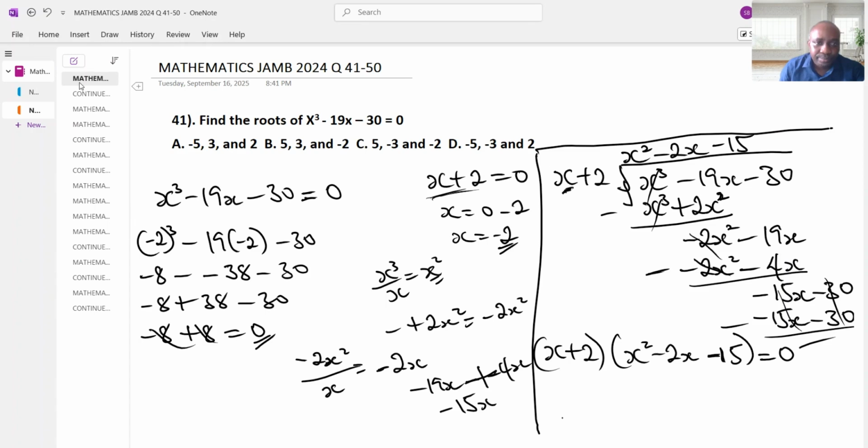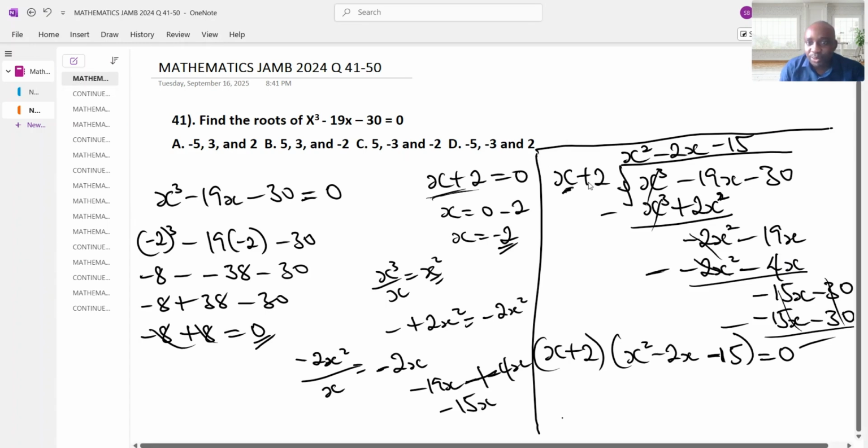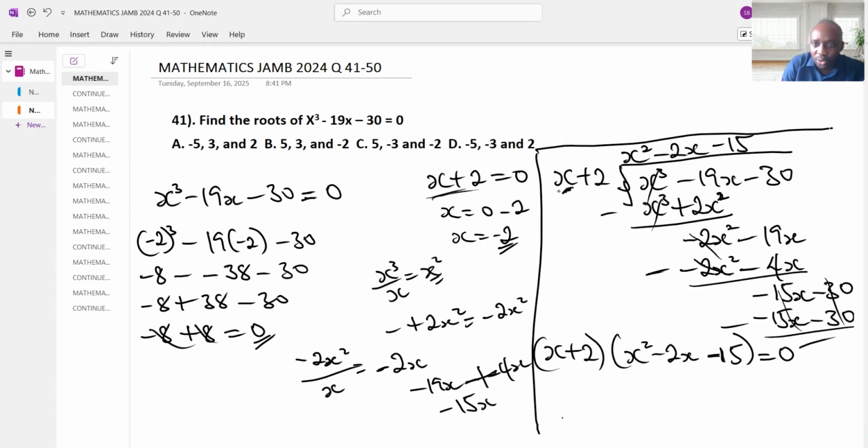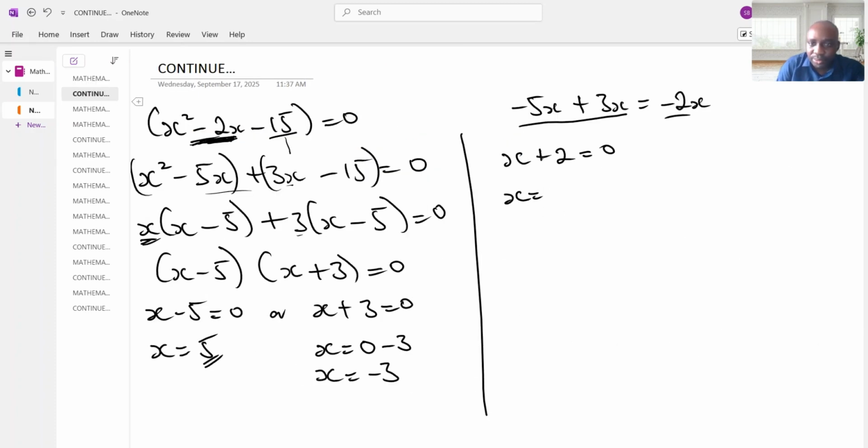Let me look at the question. Yes, it's x plus 4, not x plus 2. What we used here to factorize it is x plus 4. That's what we are going to use. x plus 4 equals 0. What did it give us? x minus 2. Therefore, the three answers that we got here are, first, x equals minus 2, and we have minus 3, and we have positive 5. These are our three answers.